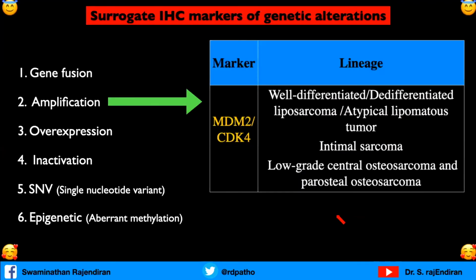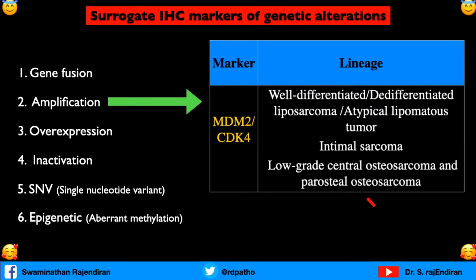So this is one of the amplification markers. In addition to well differentiated and dedifferentiated, it is positive in atypical lipomatous tumor, intimal sarcoma arising in the major blood vessels, and surprisingly they are positive in low grade central osteosarcoma and parosteal osteosarcoma. But we are talking about only soft tissue tumors. These are out of syllabus. There are some bone tumors I may talk about, but you just keep it in mind, they are not today's syllabus.